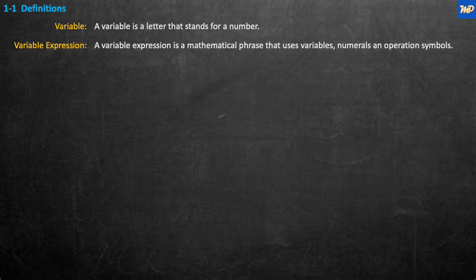Okay, before we get started, I have a couple definitions to go over here. So the first is variable. A variable is a letter that stands for a number. That's all it is. It takes the place of a number. The difference is that a variable can be any number, but it's standing for a number. And a variable expression is a mathematical phrase that uses variables, numerals, and operation symbols.